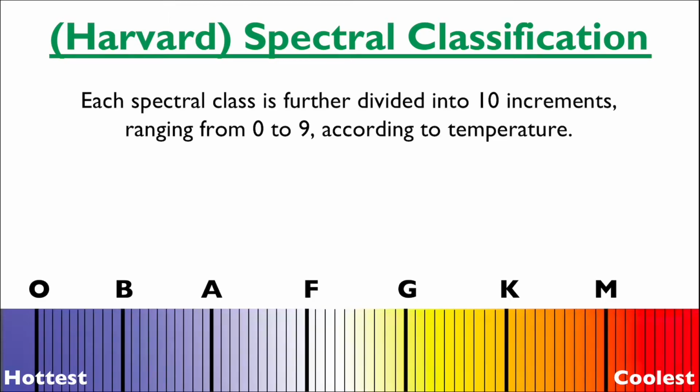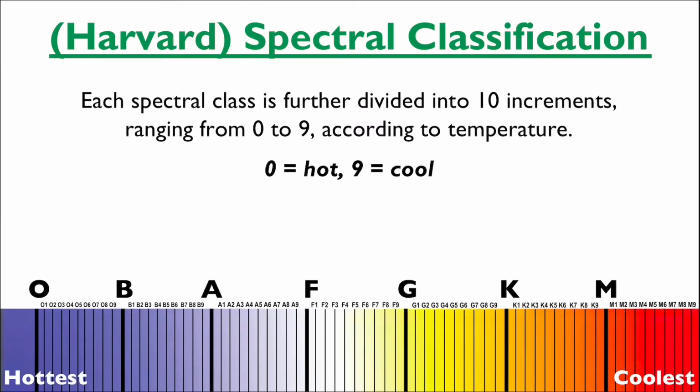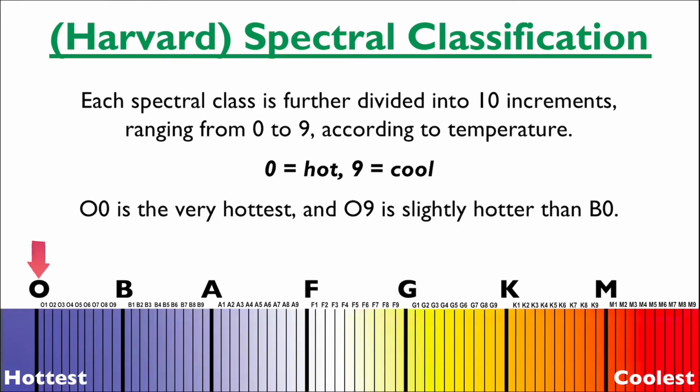Each spectral class is further divided into 10 increments, ranging from 0 to 9, according to temperature. This range is organized as hotter to cooler temperatures as you move from 0 to 9. For example, O0 is the hottest of the spectral classes, but even O9 is still slightly hotter than B0.